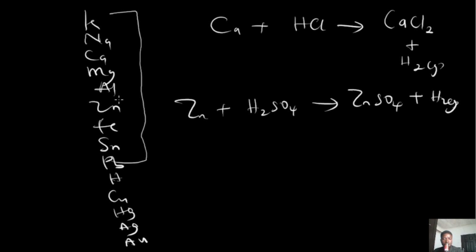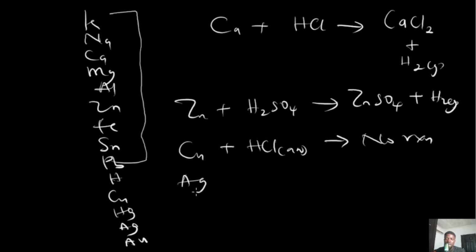The point about it is this: once a metallic ion is above hydrogen, it has the ability to displace hydrogen from the acid and then give hydrogen gas. If I have copper reacting with hydrochloric acid, the implication is that I'm supposed to have no reaction here.